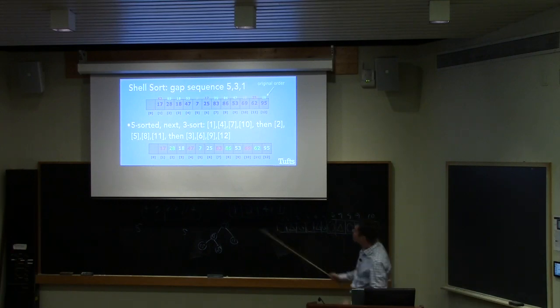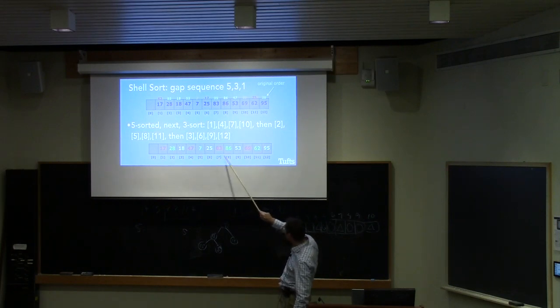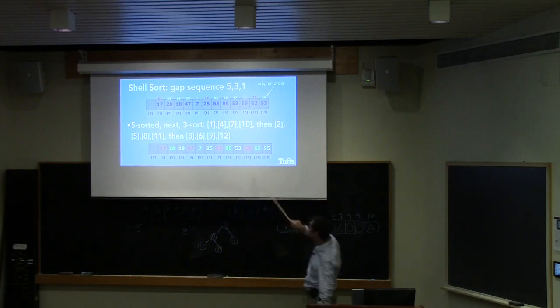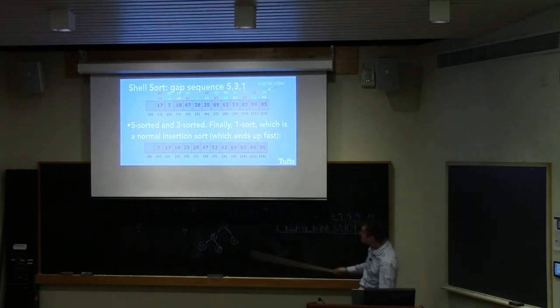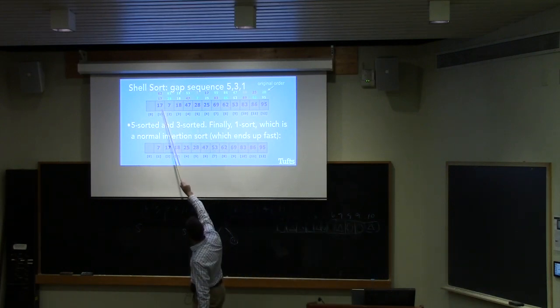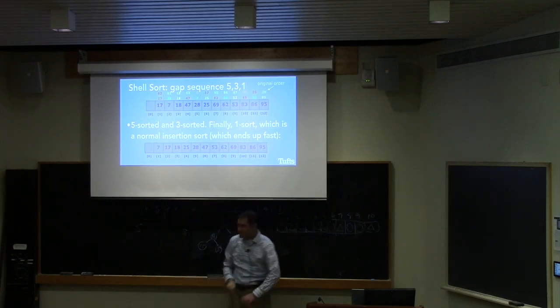So then the next one we're going to do is a 3 sort, meaning that the red ones, the 1, 4, 7, 10, are getting sorted together, and the 2, 5, 8, 11, et cetera, getting sorted together. Let's see if that works. Now I put both of the ones up there. So the 17, 47, 69, and 83 are the red ones in order. You see how this is kind of working?